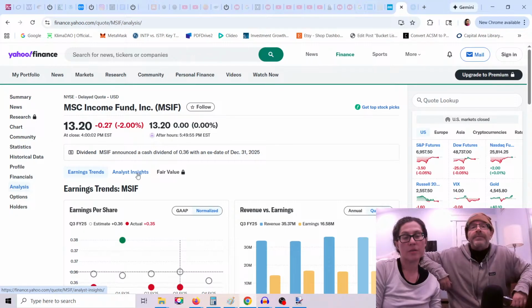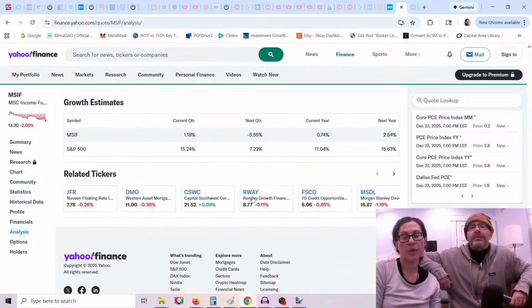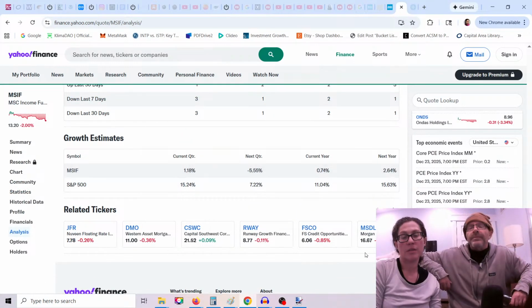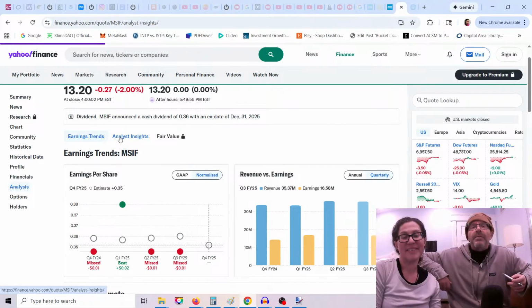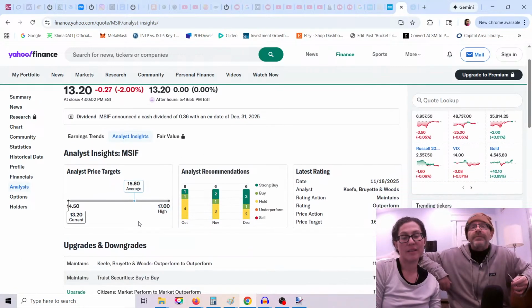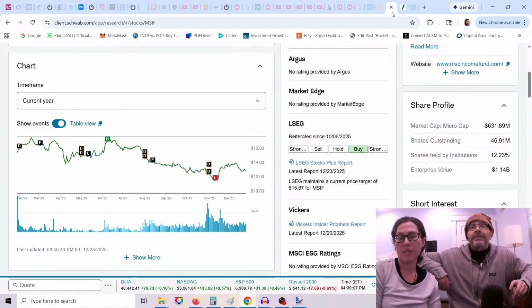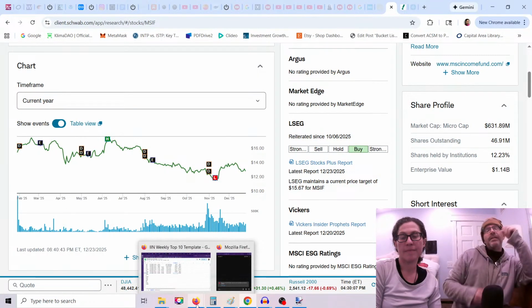Do you want your growth estimates? That's not very much. Doesn't say anything. Looks like crap. 1560. 1560. What was this one? 1567. What do you want to go with? 1560. Okay.